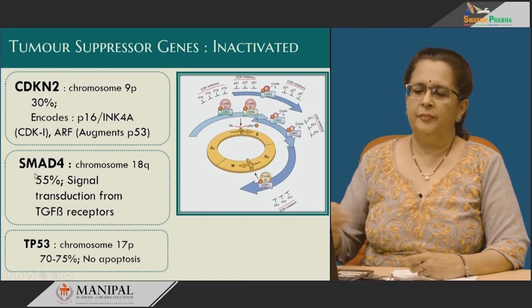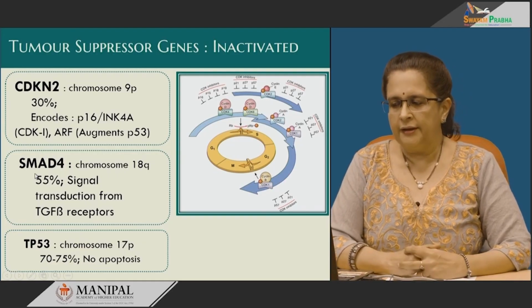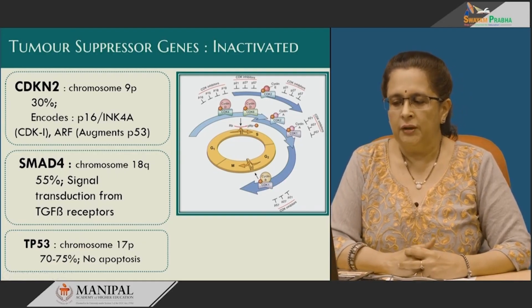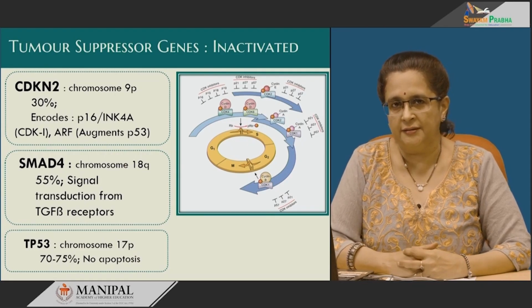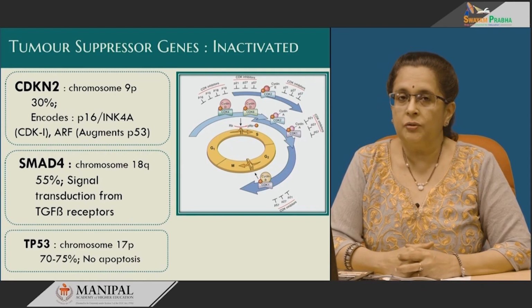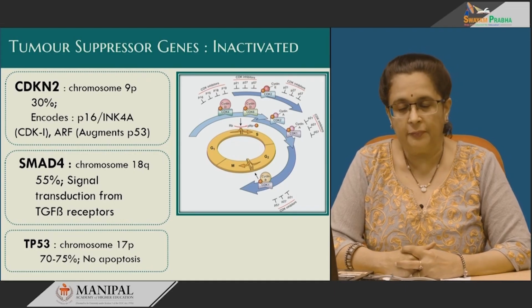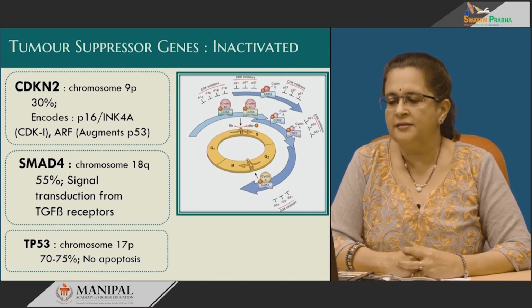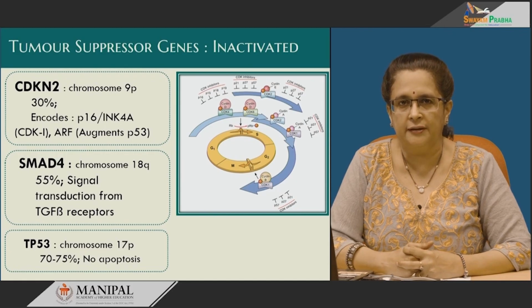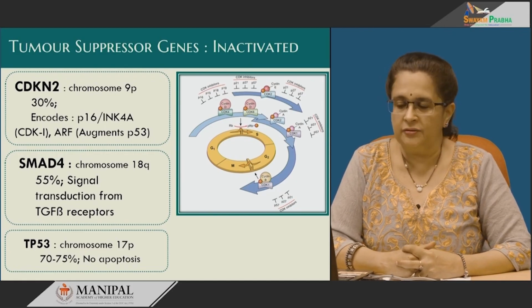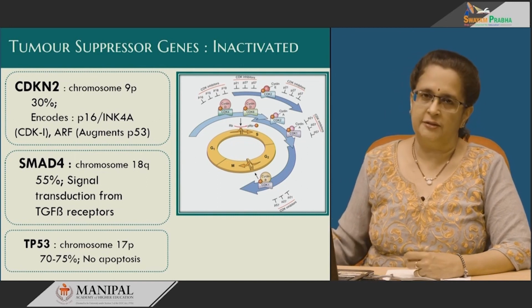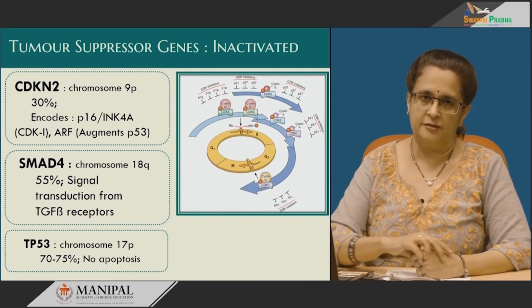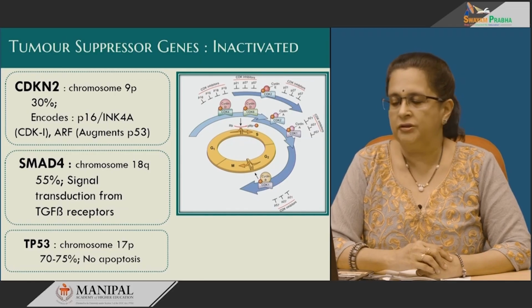The next gene of importance is SMAD4, located on chromosome 18q, and this is seen to be abnormal in 55% of the cases. SMAD4 also is known as depleted in pancreatic cancer 4, and this is usually used for detection of pancreatic carcinomas. Signal transduction occurs from TGF beta receptors, that is how it performs its action normally.